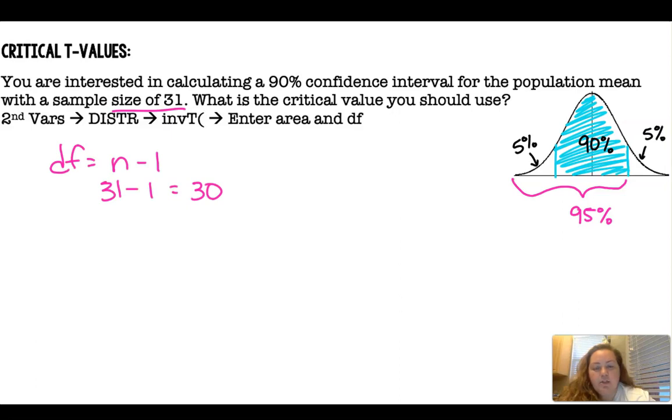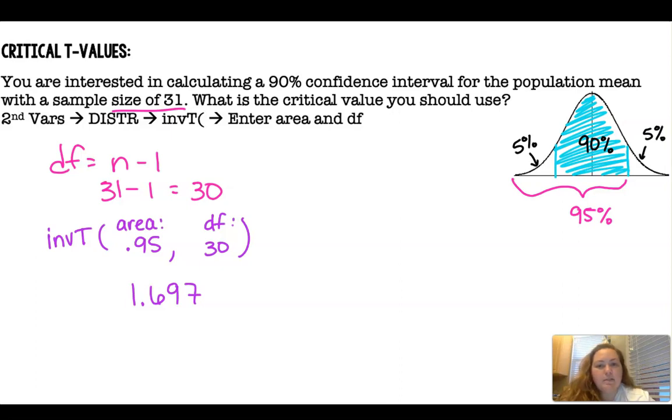The area to the left of our cutoff point would be the 90 in the middle plus the 5 on the tail, so 95. We go to the distribution menu, second vars, and then inverse t. Area is 0.95, degrees of freedom is 30, and we get 1.697. That is our t star.